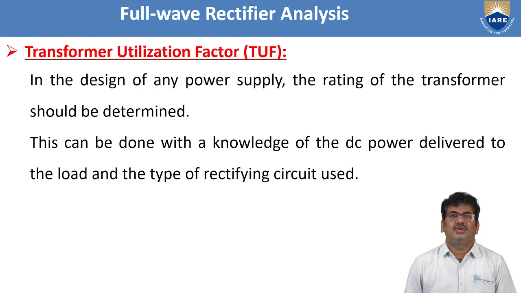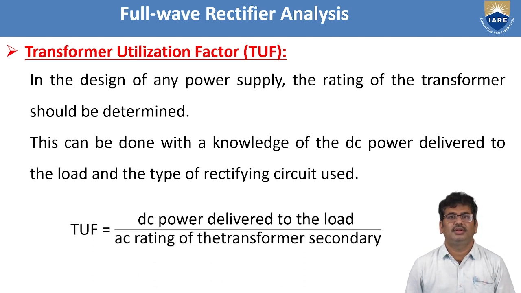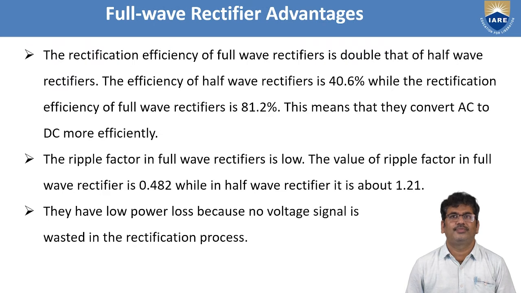Next, the transformer utilization factor. In the design of the power supply, the rating of the transformer should be determined. This can be done with the knowledge of the DC power delivered to the load and the type of the rectifying circuit. TUF is given as the DC power delivered to the load over the AC rating of the transformer secondary.